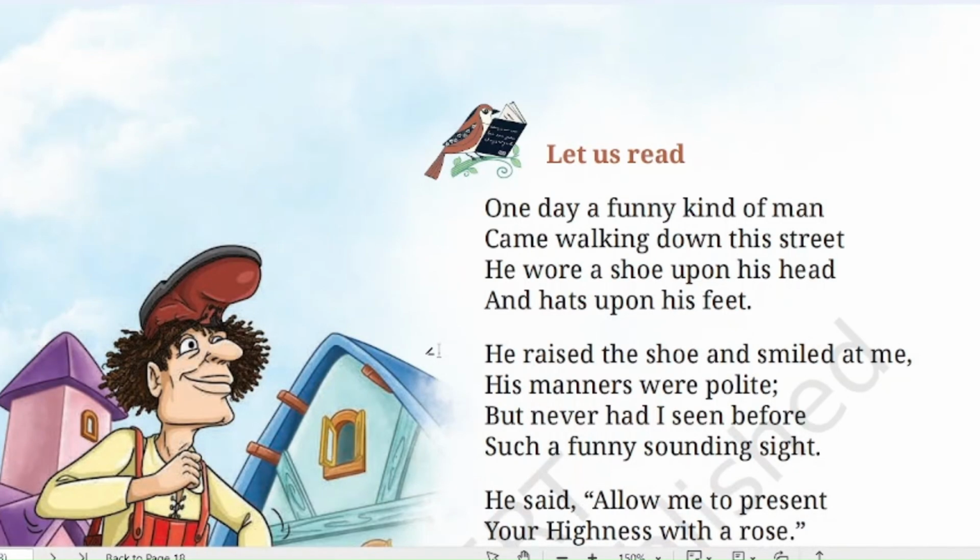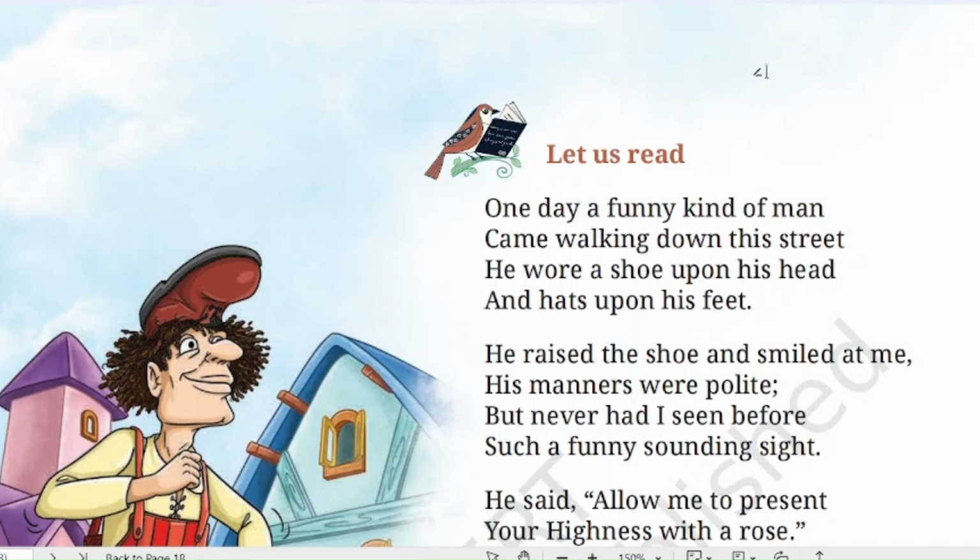This poem is about a very strange and funny man who behaves in the opposite way of what we expect. Let's understand the first stanza. One day a funny kind of man came walking down the street. He wore a shoe upon his head and hats upon his feet.